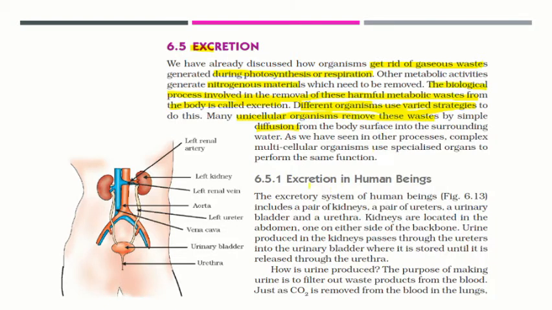Now come to excretion in human beings. Now very important, excretion in human beings. The excretory system of human beings includes a pair of kidneys, a pair of ureters, a urinary bladder, and a urethra. Now first of all, we have to go deep. What is a kidney? How does it look? What are the internal structures? What are ureters? Urinary bladder.